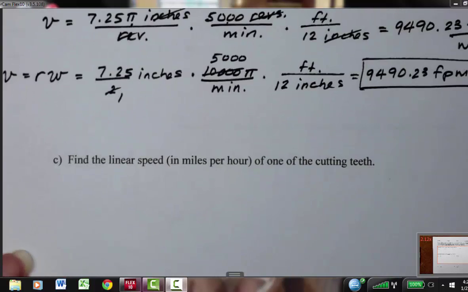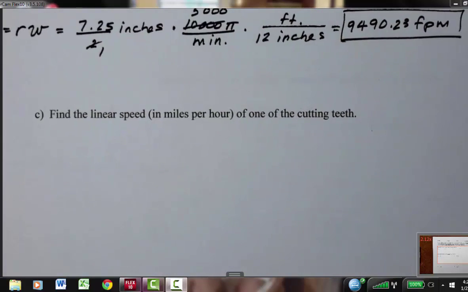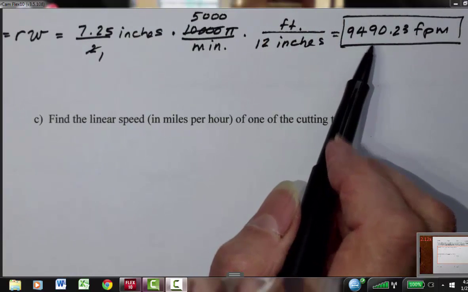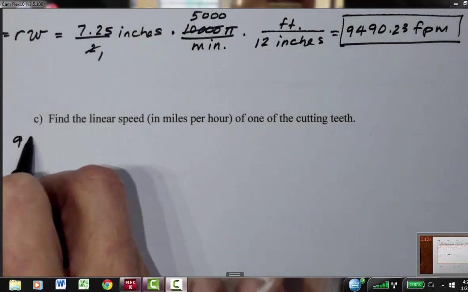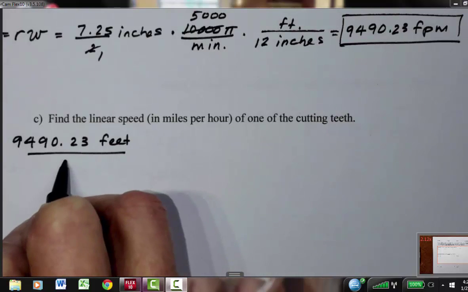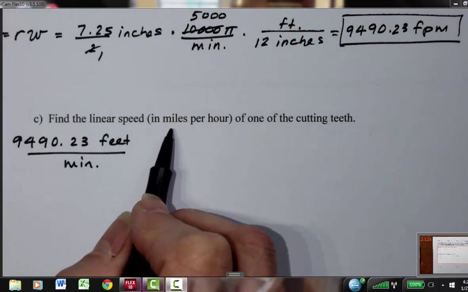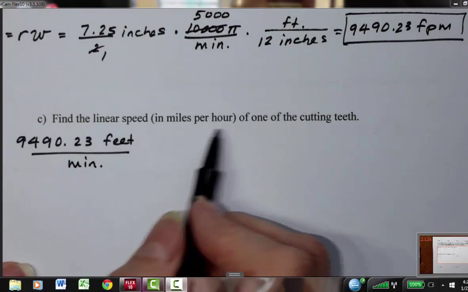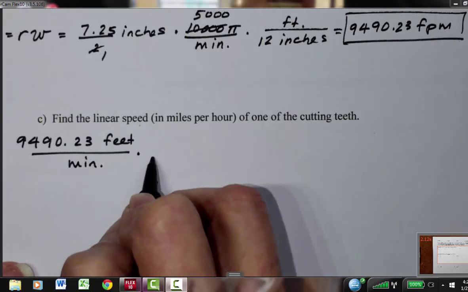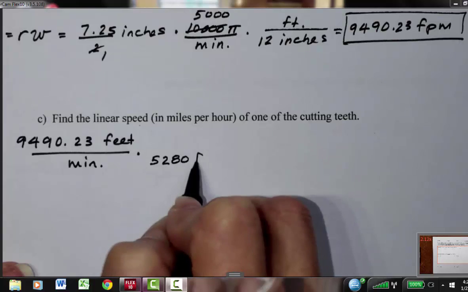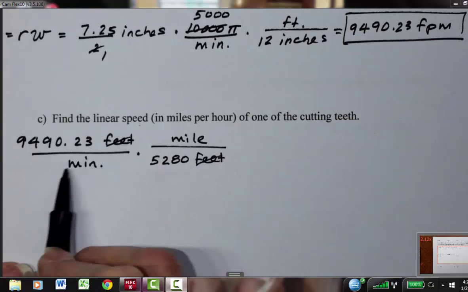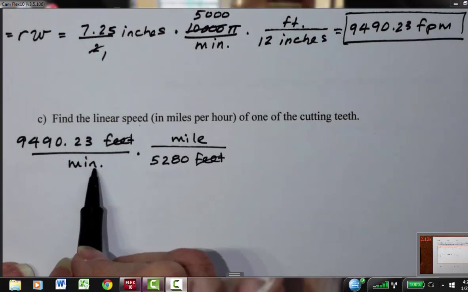The next problem says that they want us to find the linear speed in miles per hour of one of the cutting teeth. So I'm going to take the answer that I have from up here and I'm going to switch it to miles per hour. So rewriting this, I have 9,490.23 feet per minute, and I want to change it to miles per hour. So the first thing I'm going to do is I'm going to switch it to miles. To switch it to miles, I need to change it from feet. So I'm going to need to say there's going to be 5,280 feet. I'm going to put that on the bottom so they cancel out per 1 mile. So that switches it from feet per minute to miles per minute.